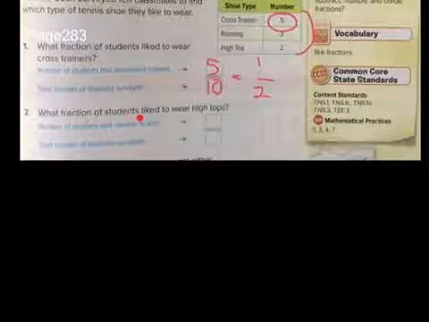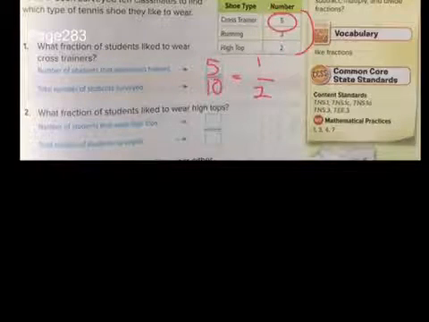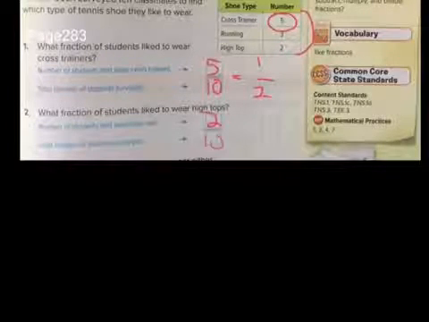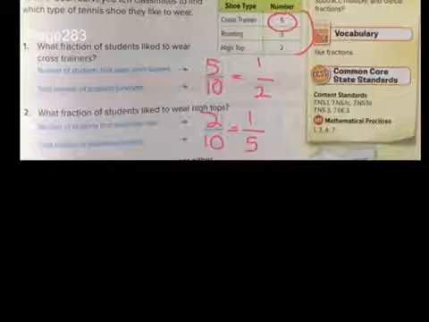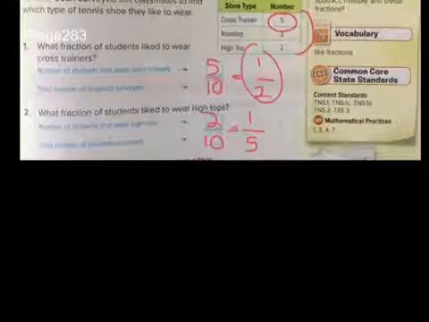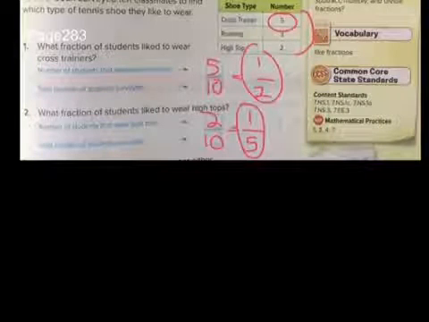What fraction of students liked to wear high tops? High top is 2. 2 out of 10. So we have 2 out of the entire 10, right? And if we wanted to simplify this, both of these numbers are divisible by 2. We divide this by 2 and we divide this by 2. And we're going to get 1 in every 5 students likes to wear high tops. Please add the simplified versions as key answers.